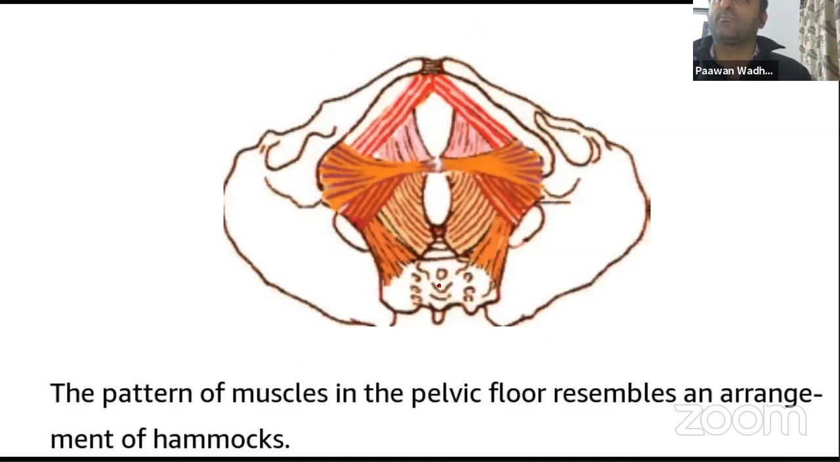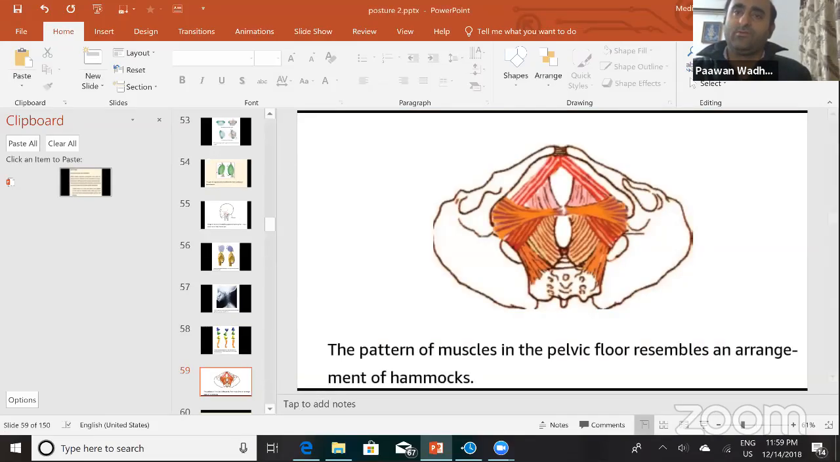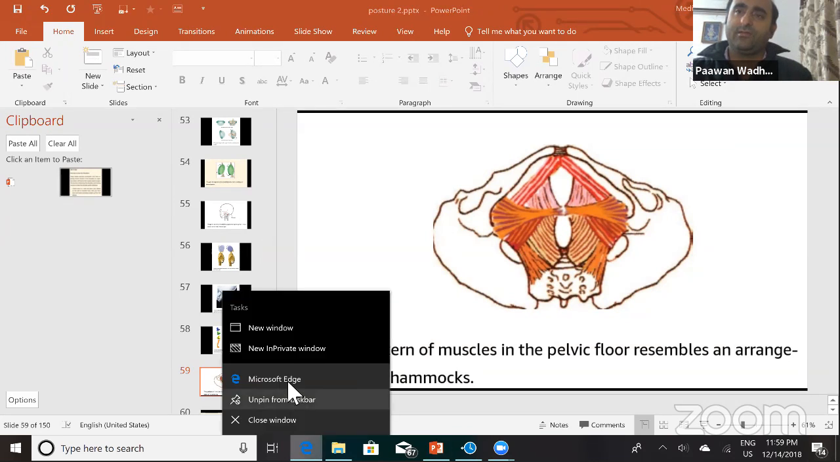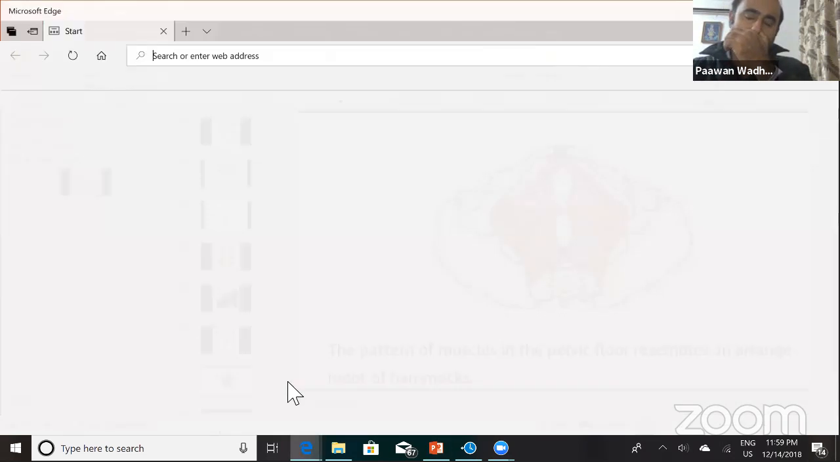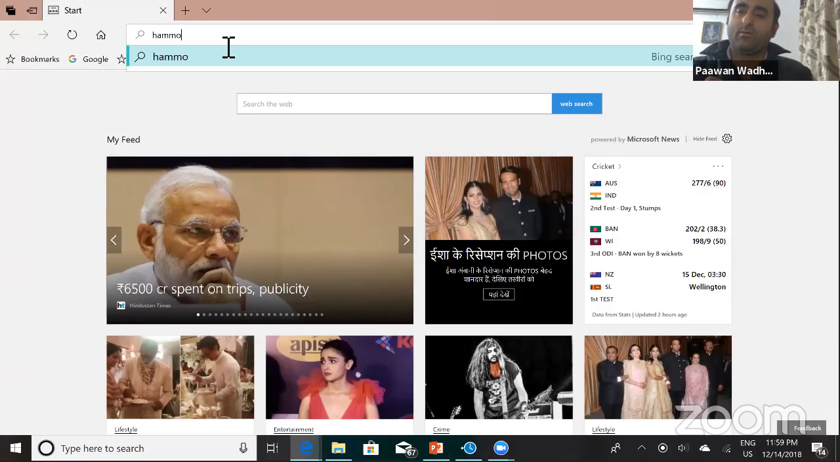Look at the pelvic floor muscles. You are seeing the pelvis from behind. It resembles the arrangement of hammocks. What is a hammock? A hammock is made of ropes. एक झूला जो रस्सियों का बना होता है, जो रोप्स का एक झूला बना होता है जिसपे आप जाके आराम से आराम करते हैं. Like for example, if I want to show you what a hammock is, we can just go to the net, and this is the hammock. H-A-M-M, hammock.